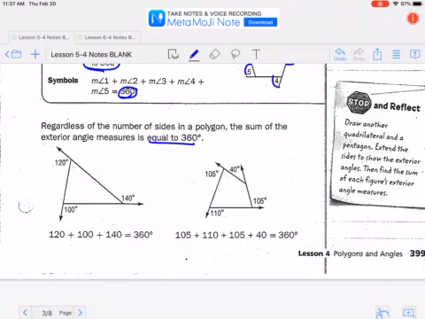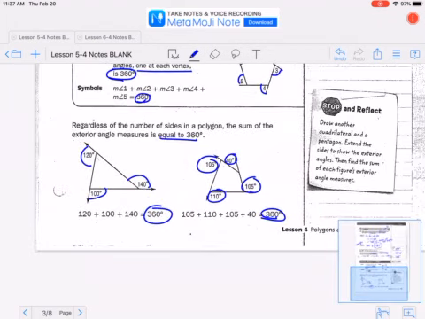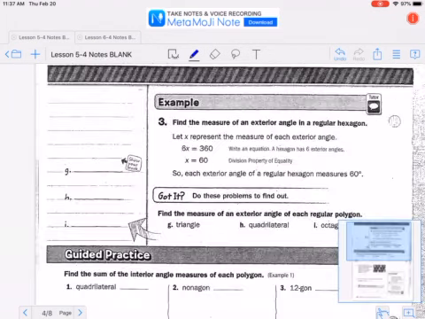So it says, regardless of the number of sides in a polygon, the sum of the exterior angle measures is equal to 360. So in a triangle, what we're going to do is extend our lines, and all of those angles add up to equal 360. So in a triangle, it still equals 360 when we have 3 angles. In a quadrilateral, we still have 4 angles, and that still equals 360 degrees. Okay, go ahead and turn the page.